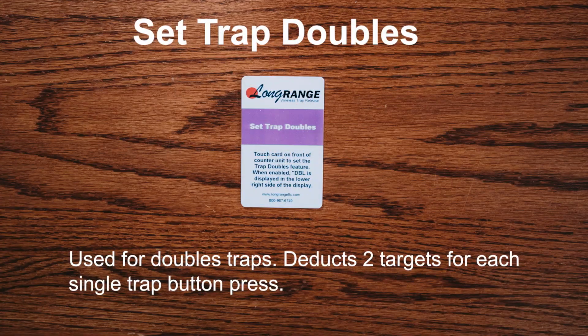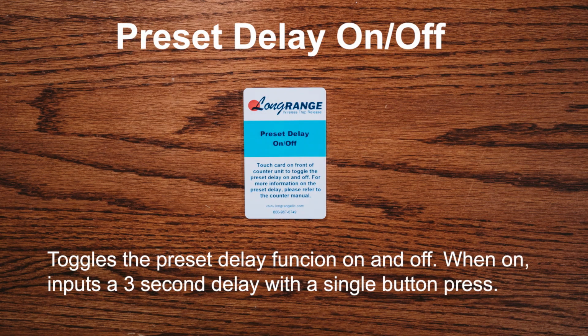The Set Trap Doubles card is used for when doubles traps are being used. This will make the counter deduct 2 targets each time a trap button is pressed. This card is used on Trap and Skeet counters. The Preset Delay On-Off card toggles the preset delay function on and off. When this function is on, a 3-second delay will be applied with a single press of the Trap 2 button. This card is used on Sporting Clays counters.